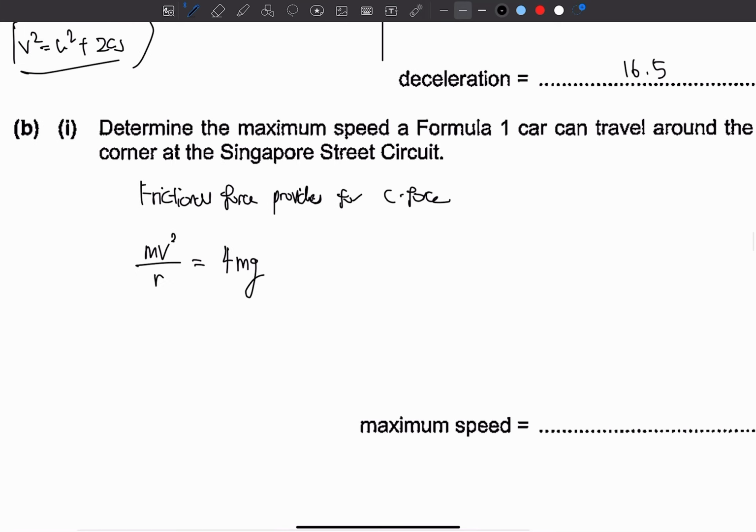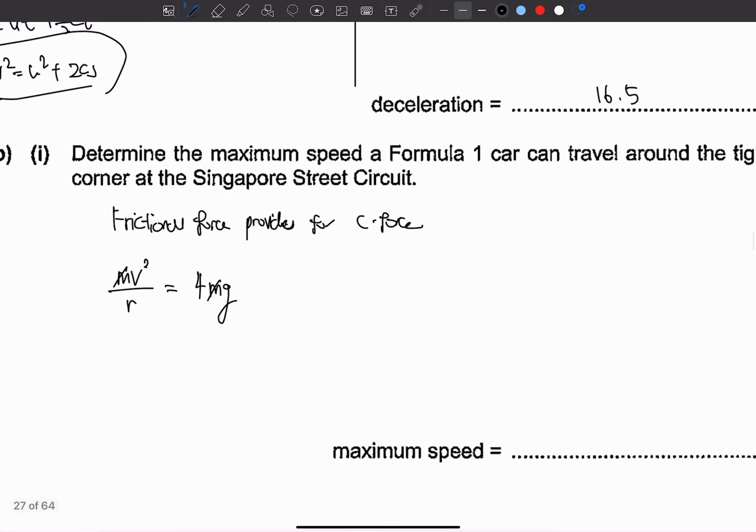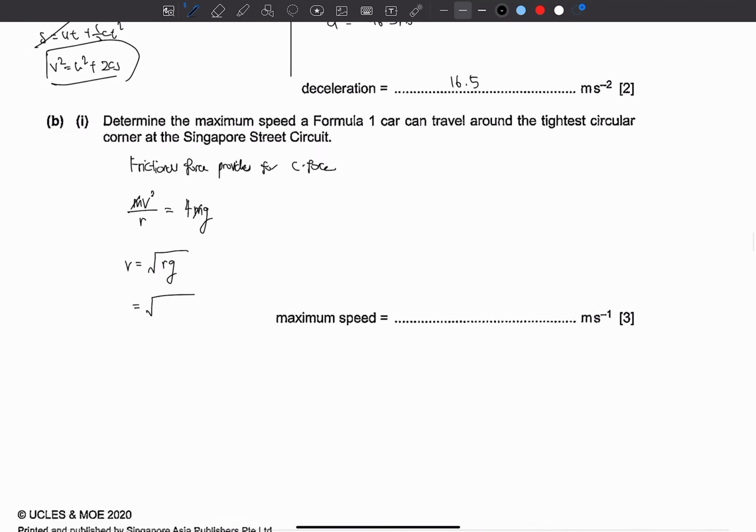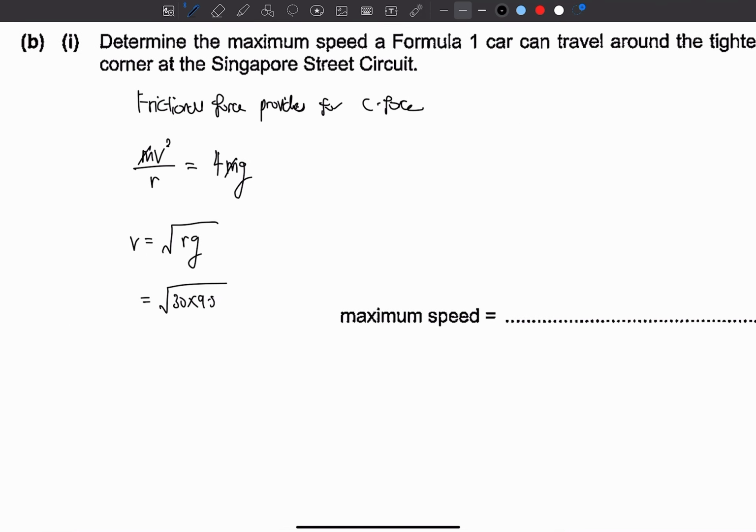Now in this case, the masses will cancel out, and we simply have to solve for v. So v is just the square root of rg, where r is 30, and g is just 9.81. So if you work it out, oh, I forgot the 4. If you work it out, you get 34.3 meters per second. Nice.